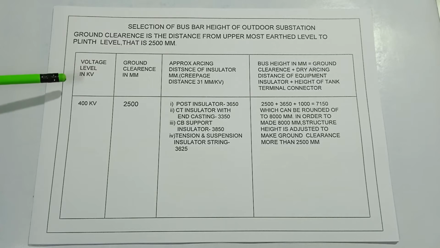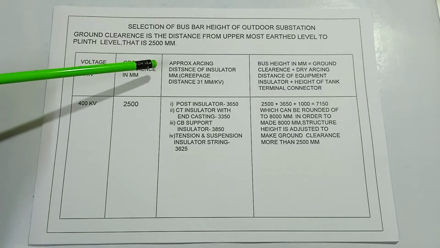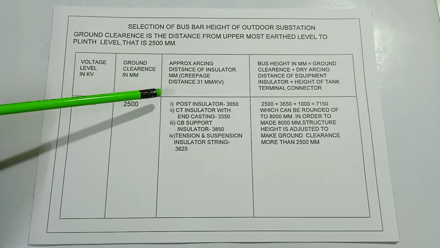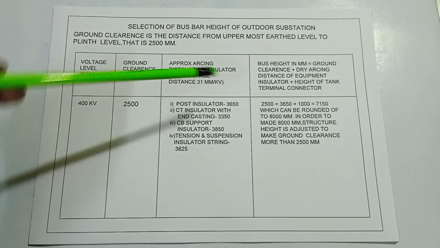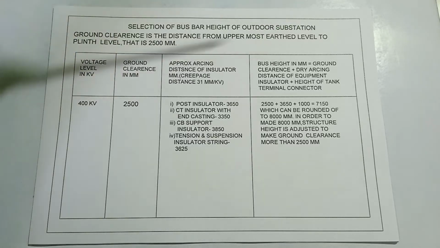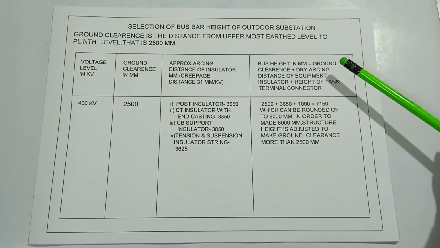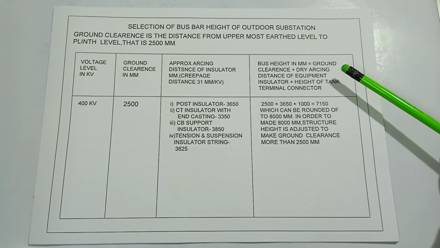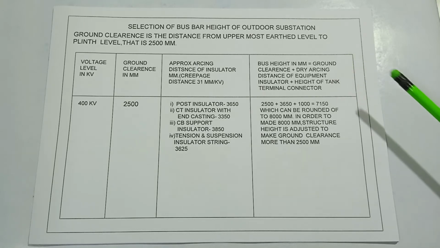Here is the voltage level in kV, ground clearance in mm, approximate arcing distance of insulator in mm, creepage distance 31 mm per kV is taken, and bus height in millimeter is equal to ground clearance plus dry arcing distance of equipment insulator plus height of tank terminal connector, all in millimeter.